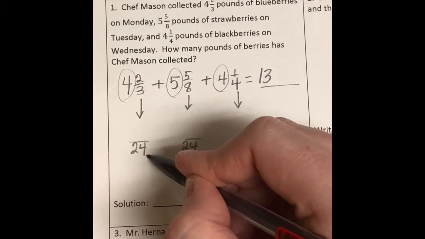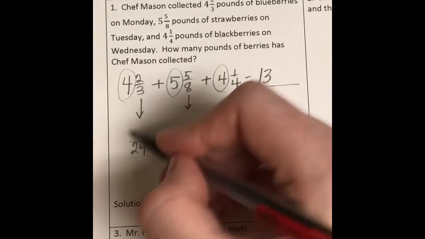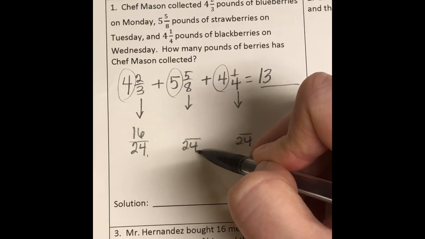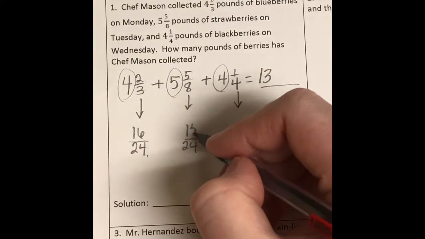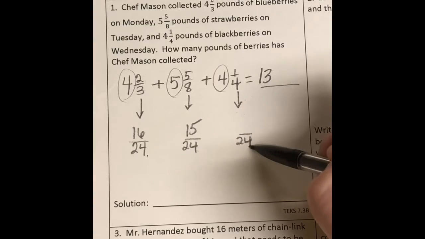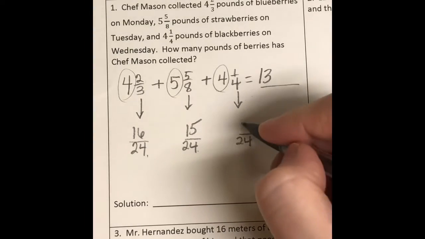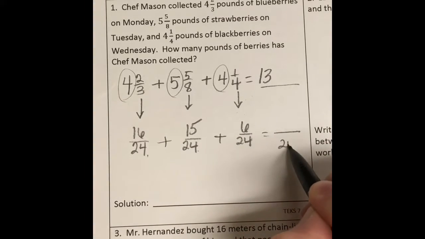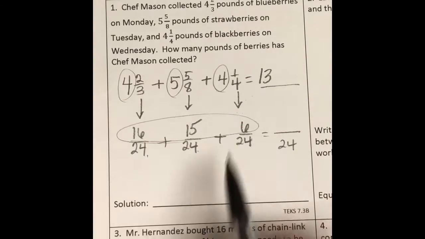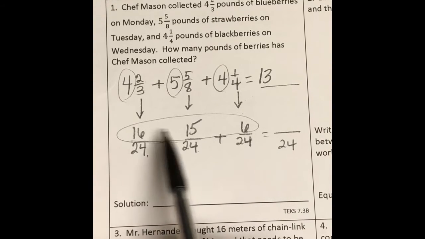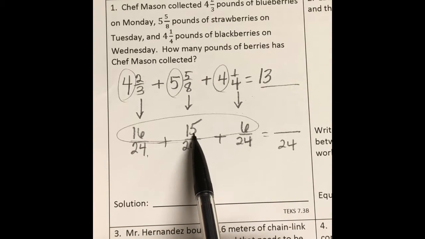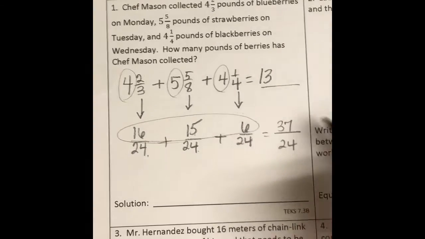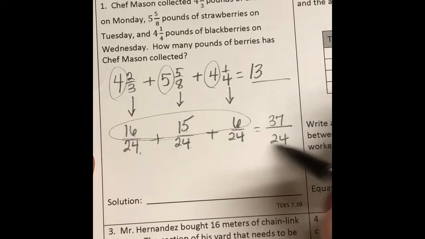3 to get to 24 is times 8, so I have to do 2 times 8, which is 16. 8 to get to 24 is times 3, so I'm going to do 5 times 3, which is 15. 4 to get to 24 is times 6, so 1 times 6 is 6. Okay, so then your denominator stays at 24, but you add all of these together. So 16 plus 15 is 31, and 31 plus 6 is 37.